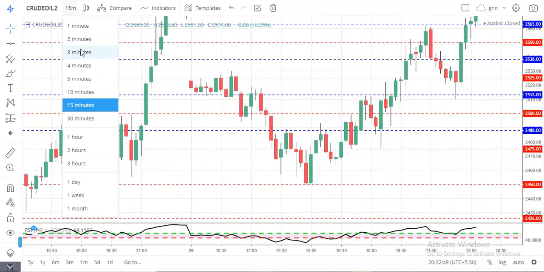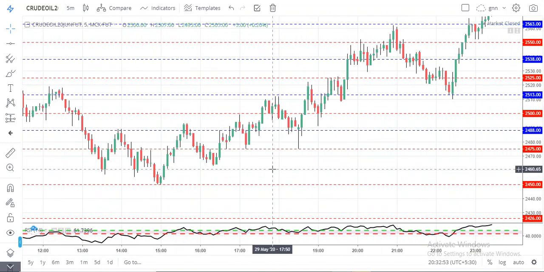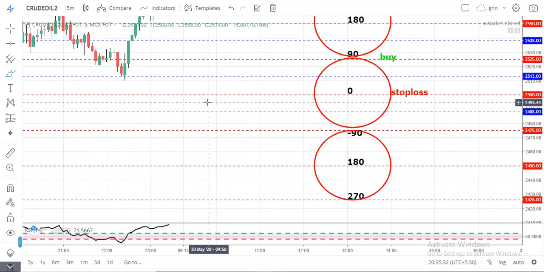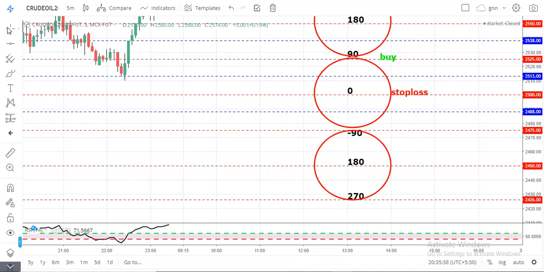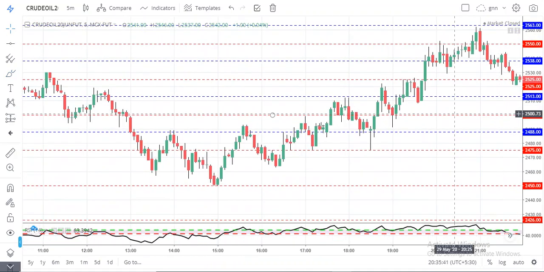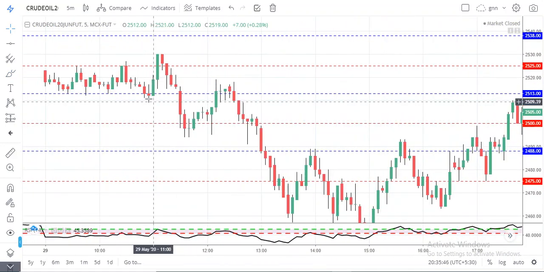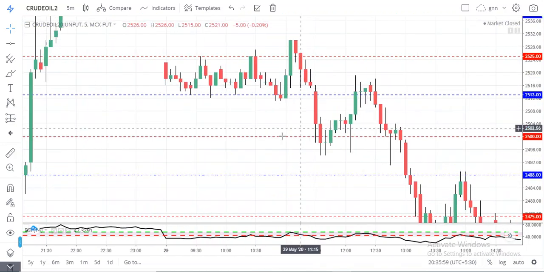I'll keep the 5 minute chart because I always trade with the 5 minute chart. I'll go with yesterday's market move, how it was, and how I took the zero value. That we will see now. So this is yesterday's market. I used to keep the 5 minute chart. The simple concept for taking zero: there is a rule.